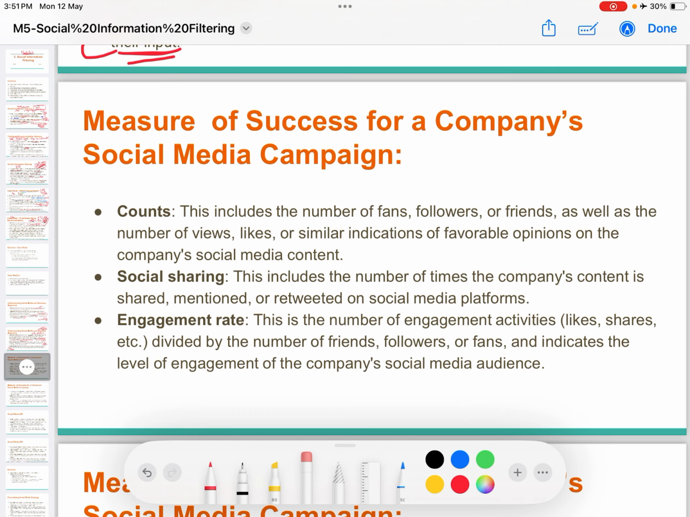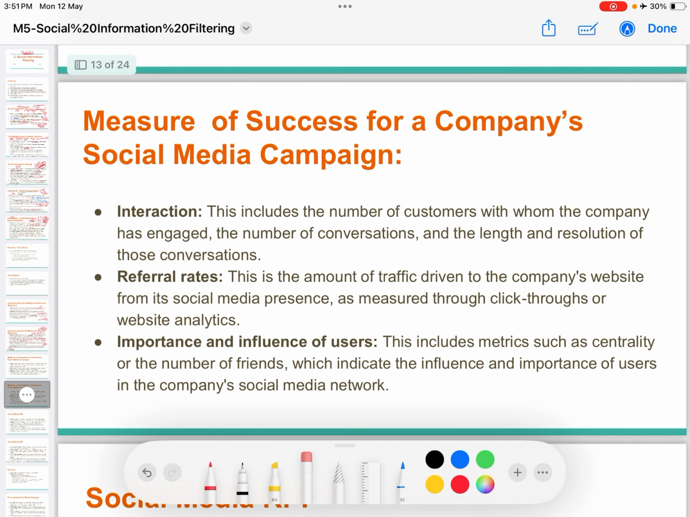divided by the number of friends, fans or followers, and indicates the level of engagement of the company's social media audience. Interaction. This includes the number of customers with whom the company has engaged, what all conversations it has had, how many times the conversation has happened, number of conversations, length of the conversation, and resolution of those conversations. What were the conclusions made out of those conversations?